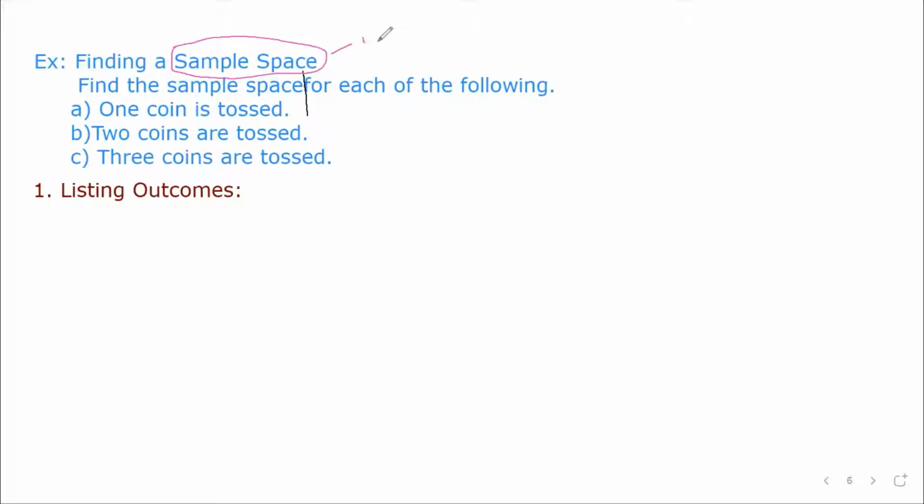Okay, this one has 3 kinds. 1, listing outcomes. Maybe I write down here. 1 is a listing of outcomes, which is what we are going to do on this page. Second is a two-dimensional grid, or 2D, right?